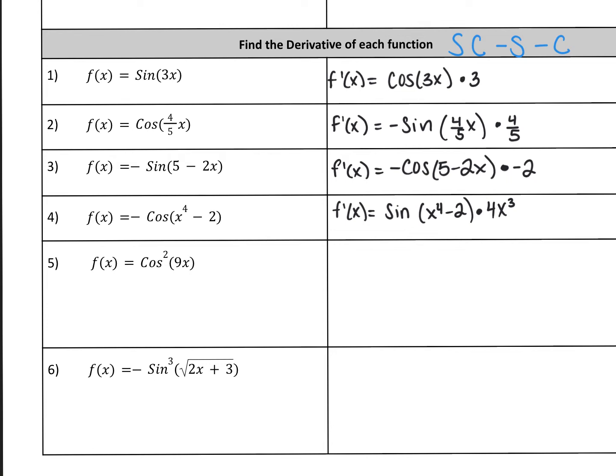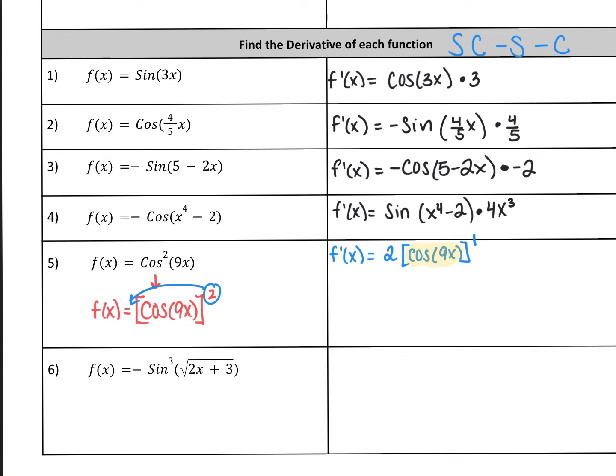Questions 5 and 6 are a little bit more challenging. So for 5 and 6, you have to recognize that it needs to be rewritten. Before you take the derivative, you have to understand that cosine squared of 9x is the same thing as saying cosine of 9x, this whole thing, squared. And then you can take the derivative. When you take the derivative in this situation, you have to recognize that this is a chain rule. We're taking the 2, dropping it in front, keeping the base, keeping the cosine of 9x, decreasing the power by 1, right? So 2 minus 1 is 1. And then we're taking the derivative of the inside.